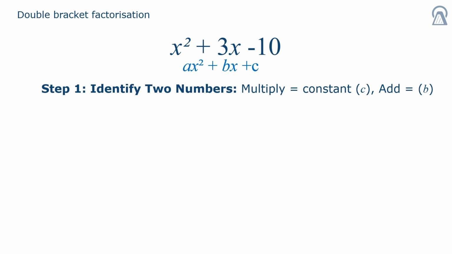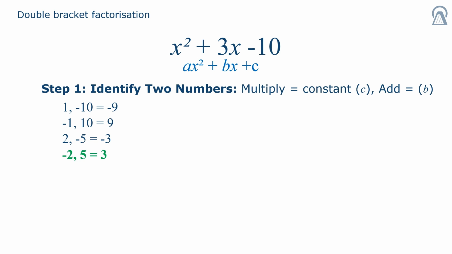So our first step is to have a look at the constant number, which is negative 10, and we want to find a pair of factors that multiply to make negative 10, and also add up to make the multiplier of x, often known as the coefficient of x, which is 3. If we list out all of our pairs, you can see that the correct pair is negative 2 and 5. They multiply to make negative 10, but add to make 3.